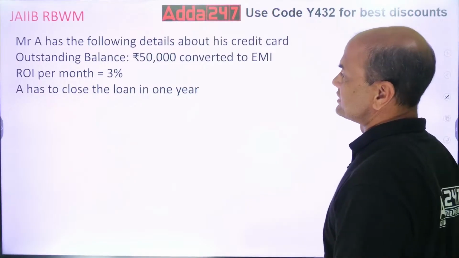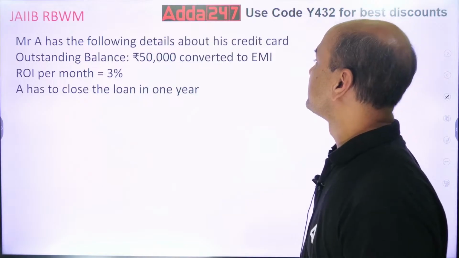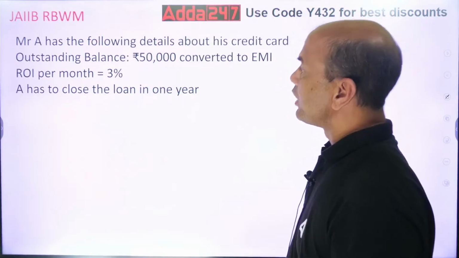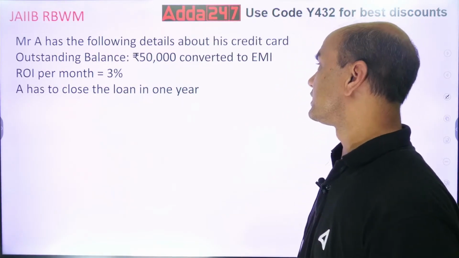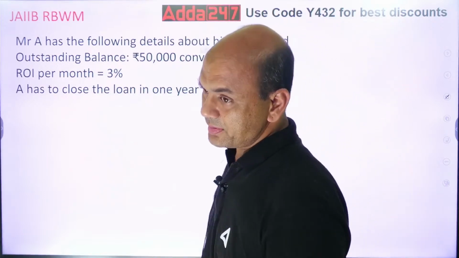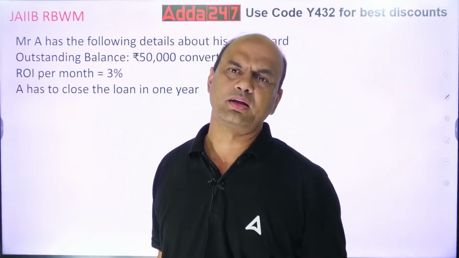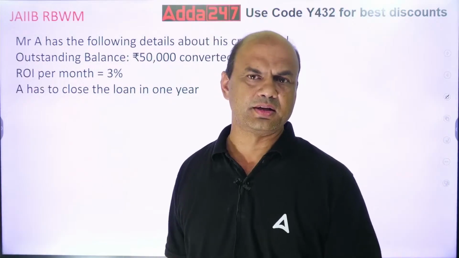Second one. Next, Mr. A has the following details about his credit card. Outstanding balance is rupees 50,000 converted to EMI. Now, what do you mean by converted to EMI? Mr. A wants to convert this entire amount into EMI. He does not want to pay immediately. Some problem might be there.